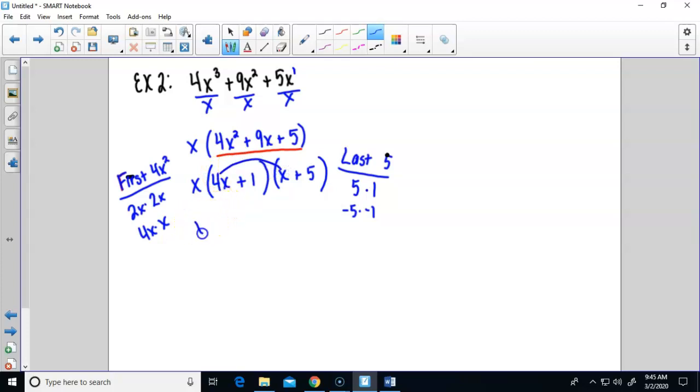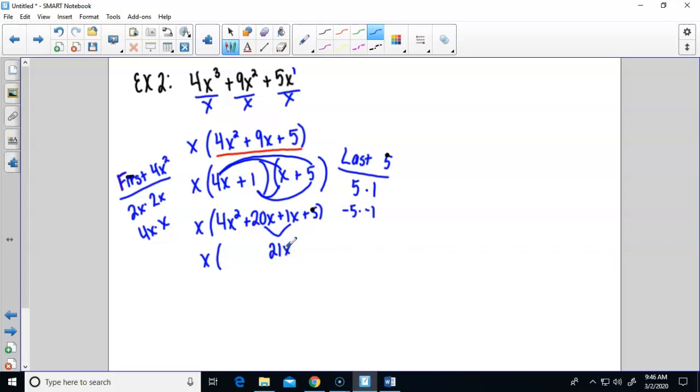Okay, what does that give us? Very good. And then, okay, what's that give us? X, right? Okay, now, I'm supposed to get 4x squared plus 9x plus 5. Does that give me 4x squared plus 9x plus 5? No, because those middle terms right there are going to give me 21x. So, this is not right.